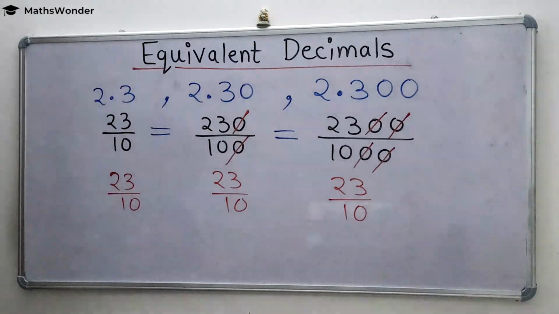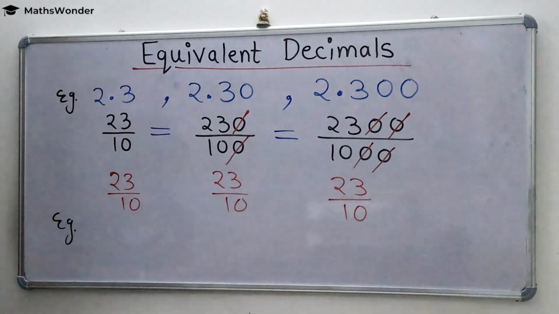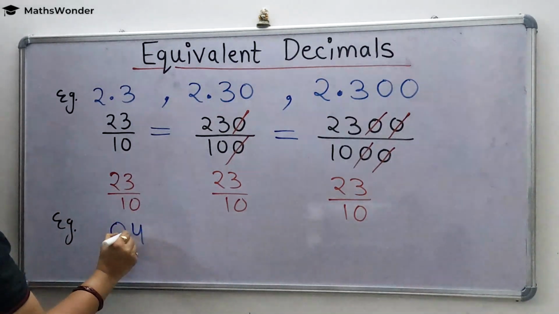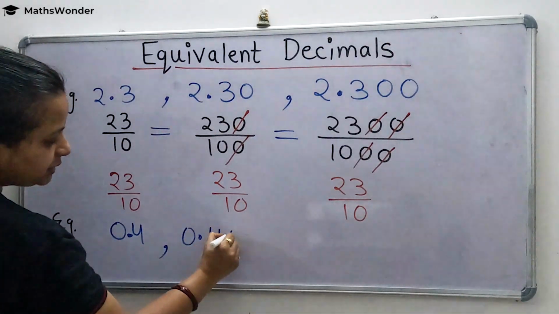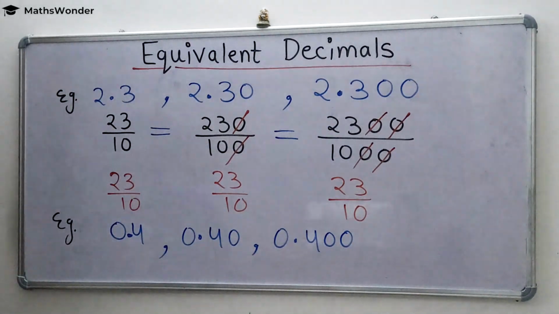Should I give more examples based on this? Suppose I give another example like 0.4, 0.40, 0.400. Tell me, are these all equivalent decimals, or which type of decimal? They're unlike and they're equal. Yes, correct. Okay, understood?